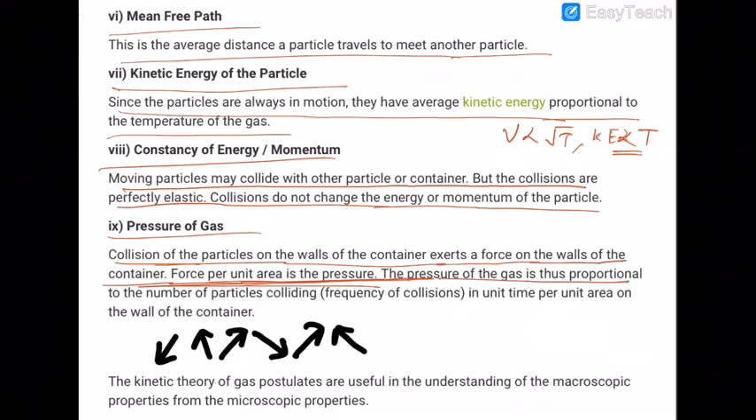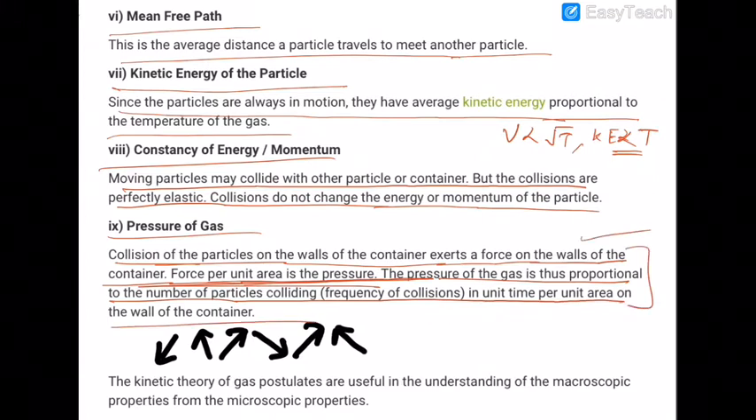The pressure of the gas is proportional to the number of particles colliding in unit time per unit area on the wall of the container. So it means the number of collisions per unit volume determines the pressure. That is a very, very important point, most important I think so.